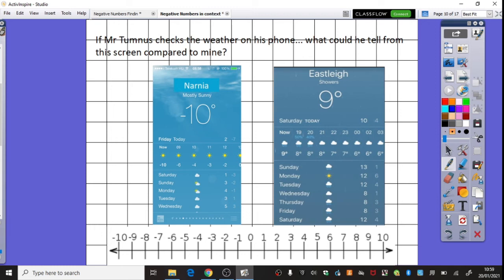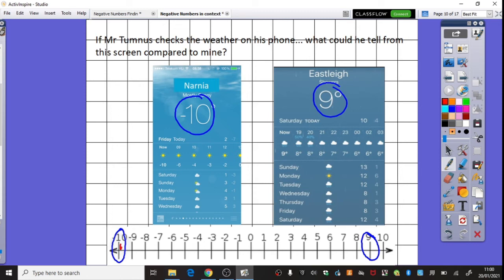Now, if we compare that then to the temperature of Narnia and the temperature of Eastleigh, we've obviously got -10 here and 9 degrees. So, if we looked at finding the difference between the two temperatures, we've got Narnia here on -10 and we've got Eastleigh on 9. So I wonder, what is the difference between those two temperatures? And you might want to pause the video now to have a little go at this.